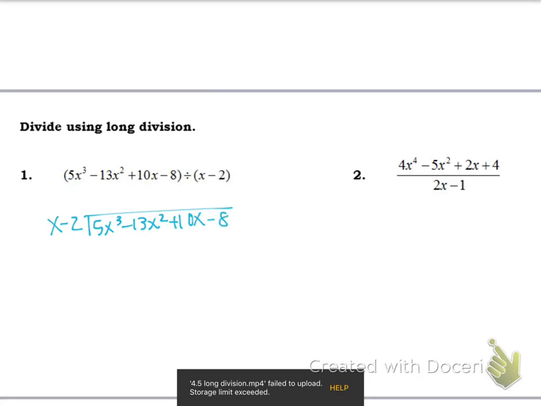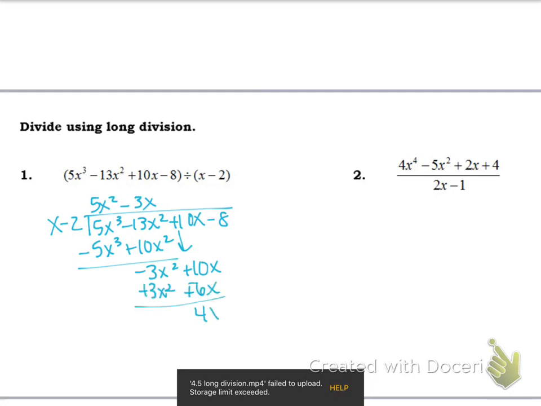So I have to get to my 5x cubed, so I need to multiply by 5x squared. Minus 10x squared, I flip, so I got negative 3x squared. I drop my next one. I need to multiply by a negative 3x to get negative 3x squared, and then I distribute to both of them. I flip, so I got 4x minus 8, so plus 4. That would get me a 4x minus 8. I flip, and get 0, so that would be my answer for this one.